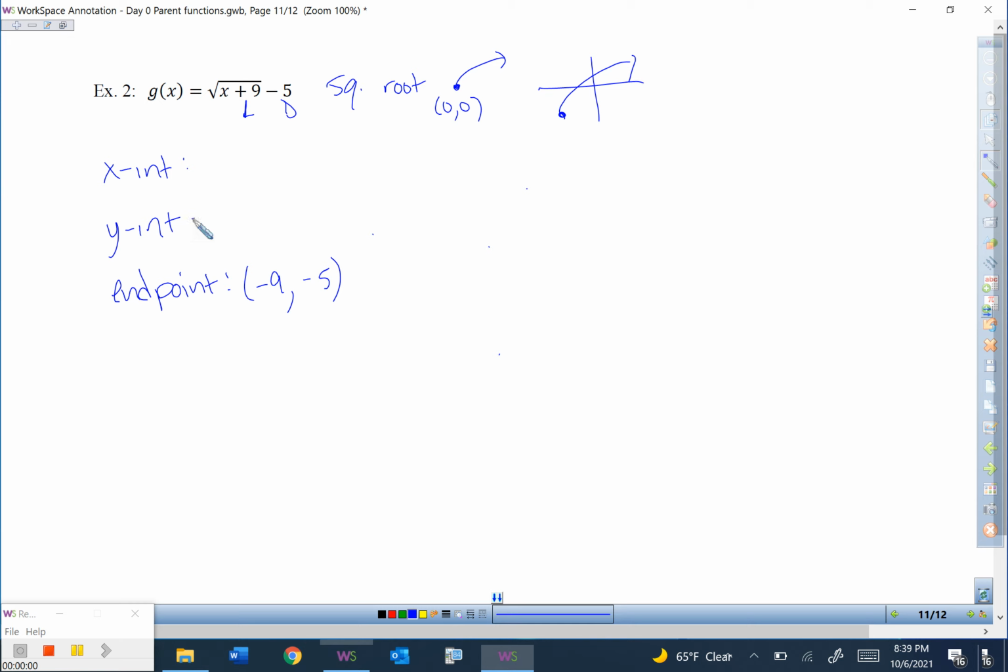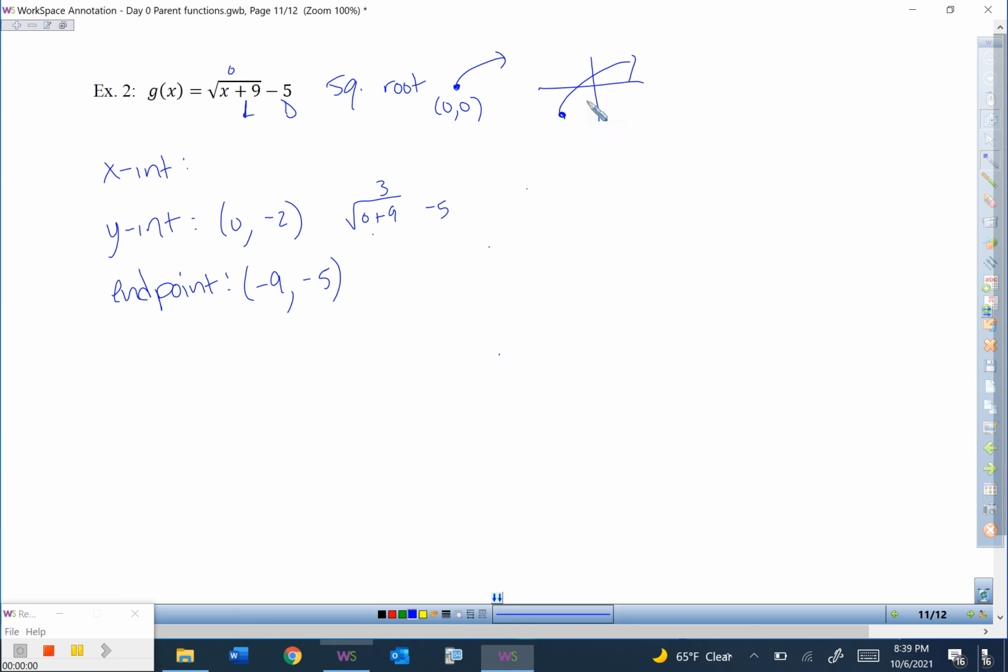From there, we're working our way backwards. Y-intercept, remember, you just plug in 0. So 0 plus 9 is 9. We're taking the square root of that. I'll write some notes here to the side. So square root of 9 is 3. 3 minus 5 is negative 2.